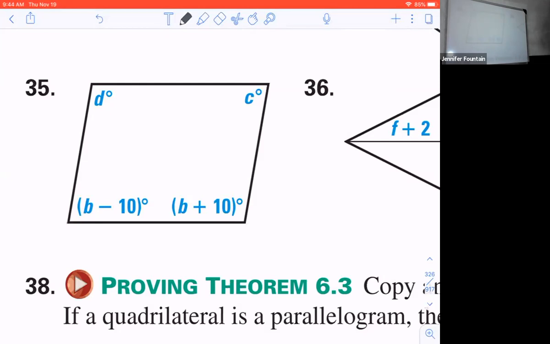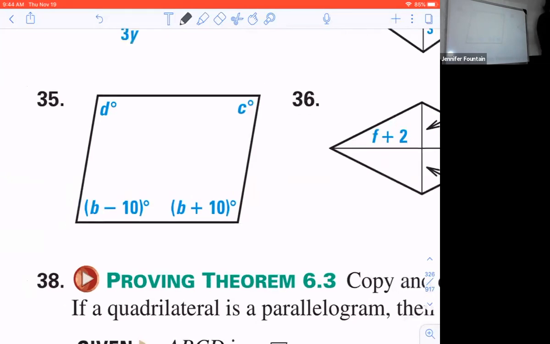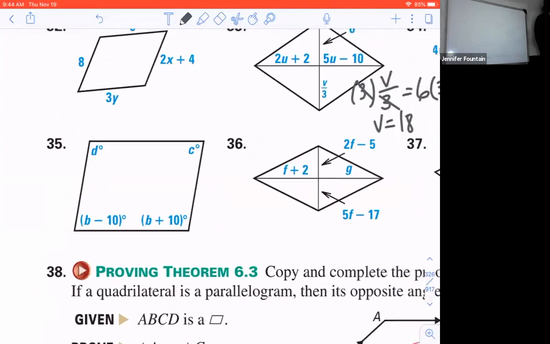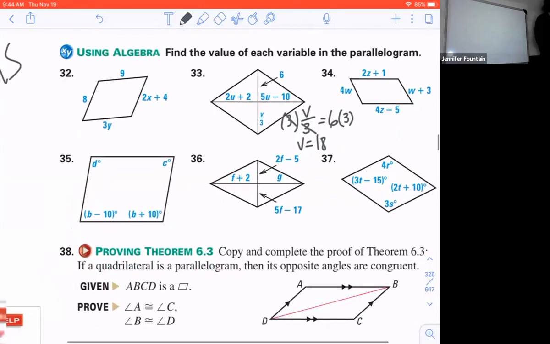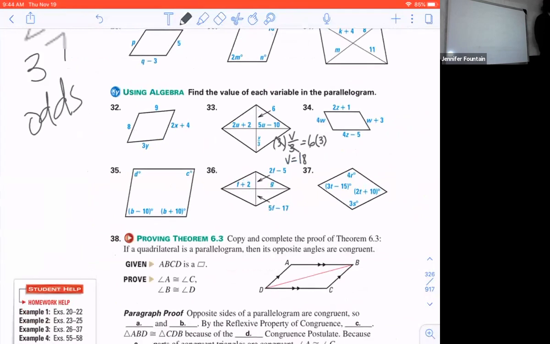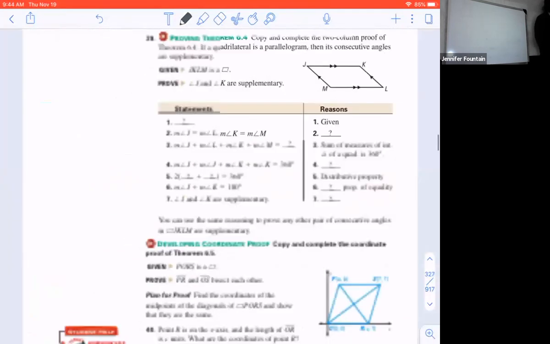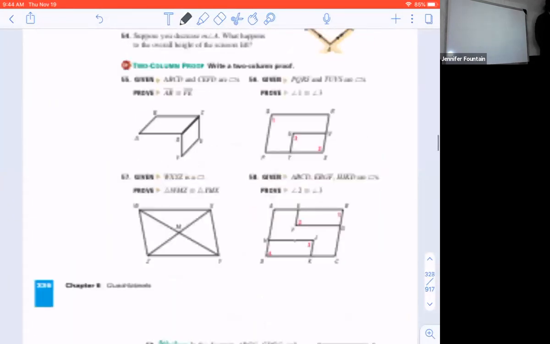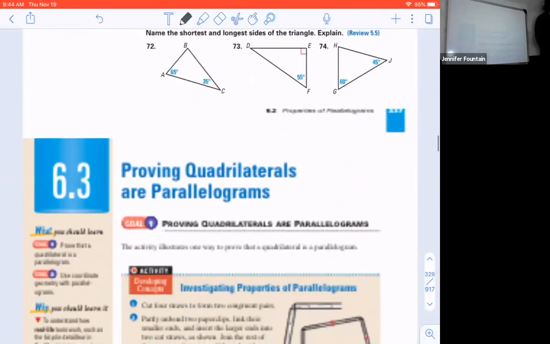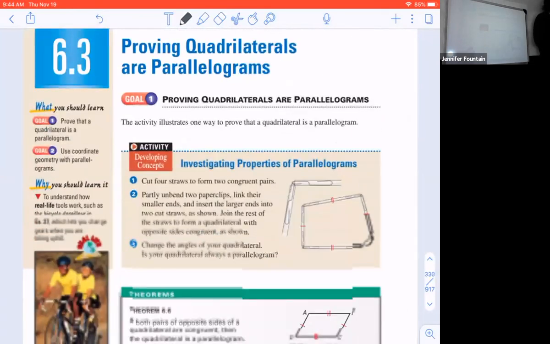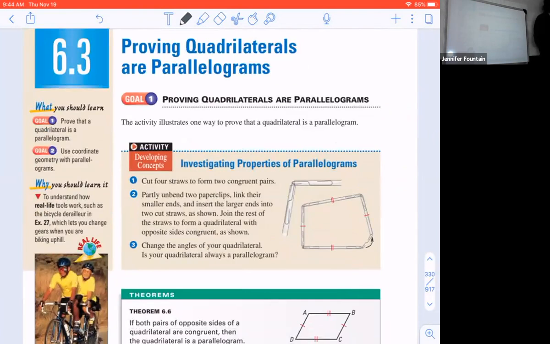Okay, so we've still got 30 minutes. I think what I want to do, let's go ahead and look at 6.3. We're not going to have homework on 6.3. We're just going to look at it.